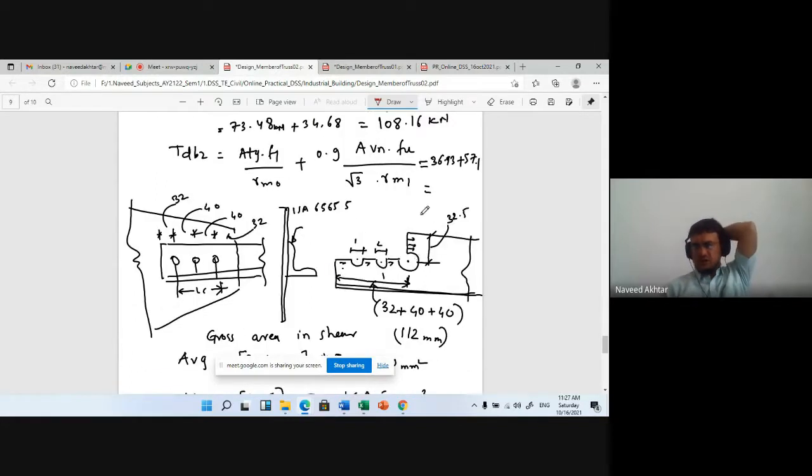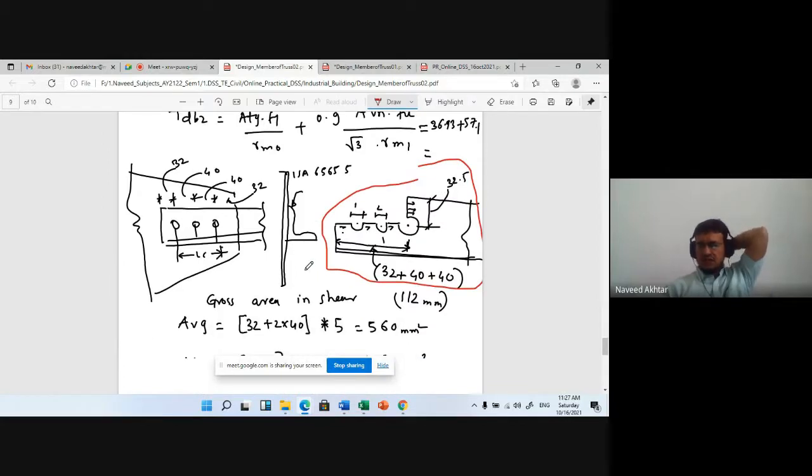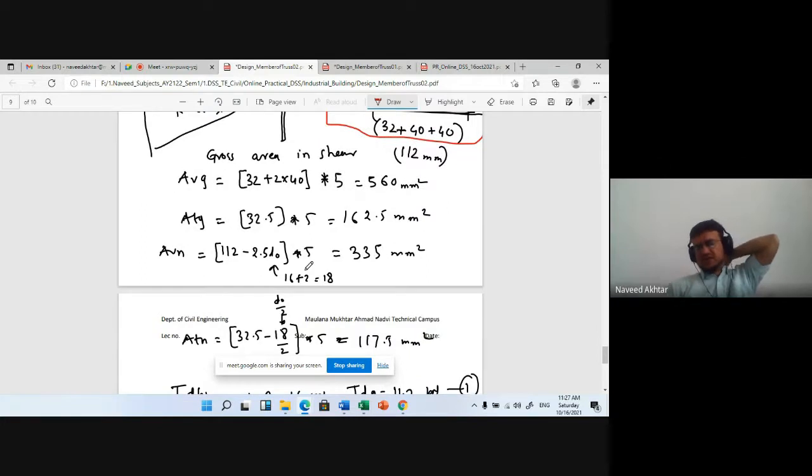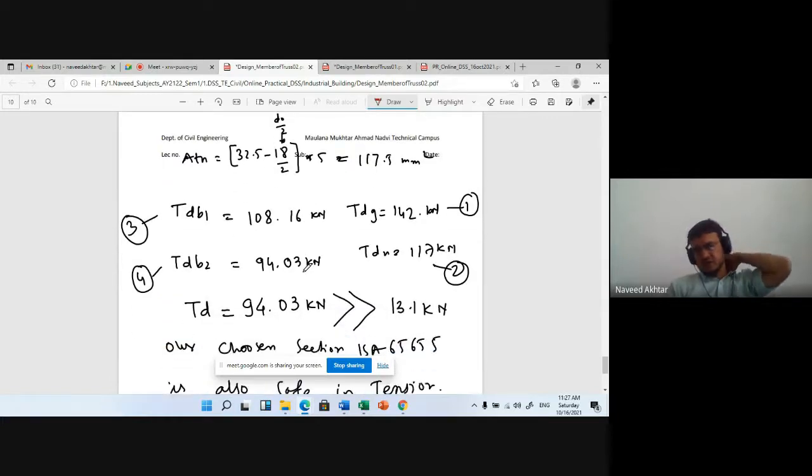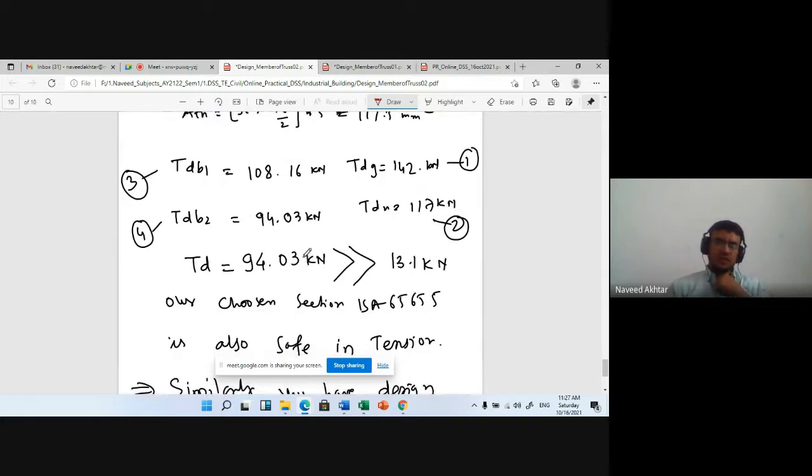That pattern you have to draw for the block shear failure first, and then write the values and then find out the AVG, ATG, gross shear area, gross tension area, net shear area, net tension area. Based on that you can find out TDB1 and TDB2. In all the four values, you can see that TD is 94.03 kN.